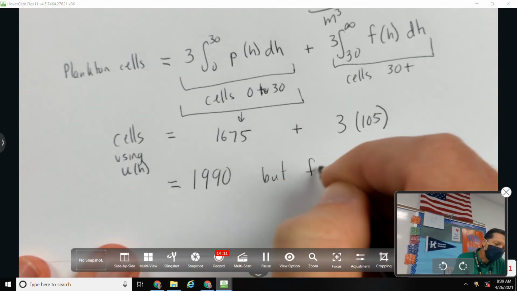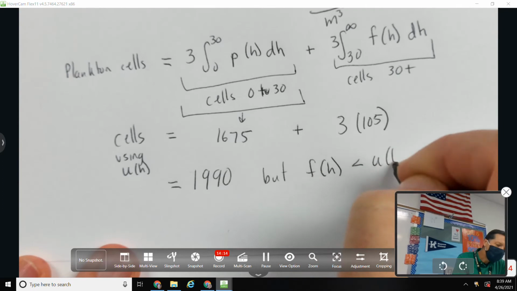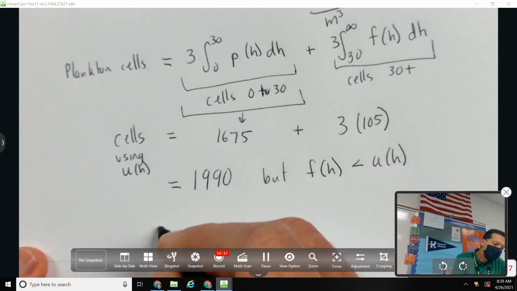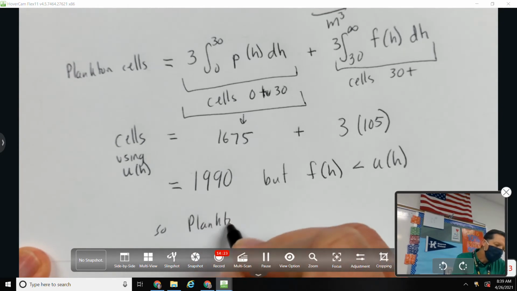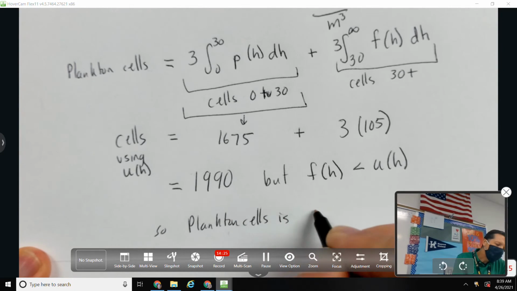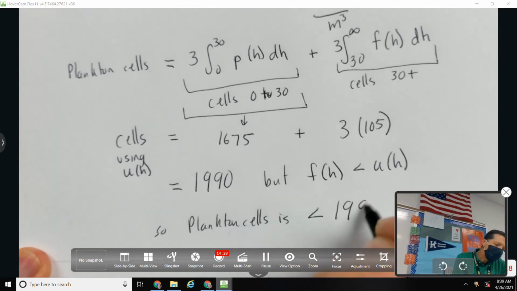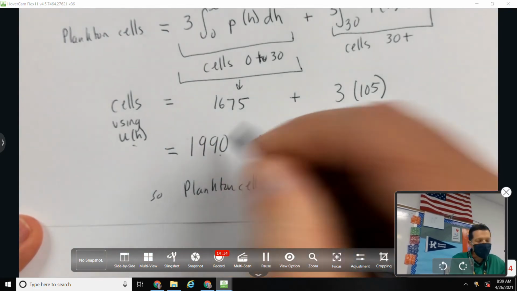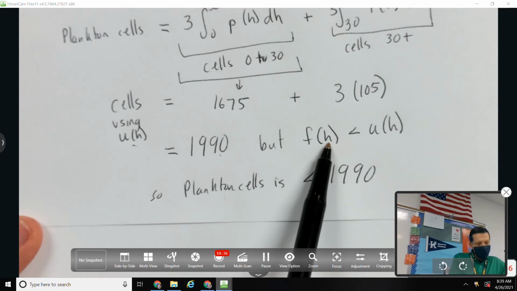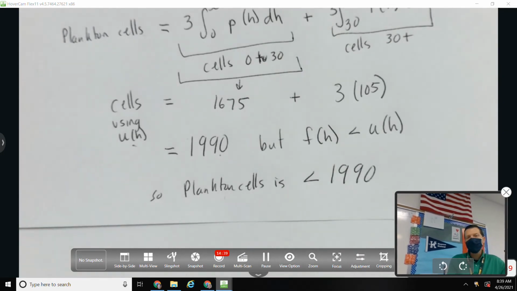But they told us that F of H is less than U of H. So the number of plankton cells is less than 1990. Because with U of H we got 1990 total. But F is less than U, so our total is going to be less than 1990. Does that make sense? Yes, no?